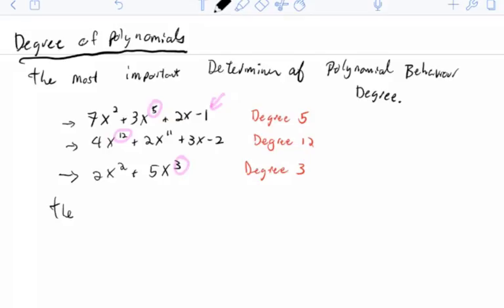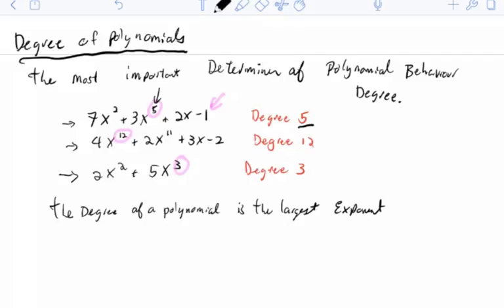The degree of a polynomial is the largest exponent it has. Or arguably the largest exponent that doesn't have a coefficient that's 0. You don't write those. So the first one is a degree 5 polynomial because its highest exponent is 5. The second one is a degree 12 polynomial because its highest degree is 12, etc.